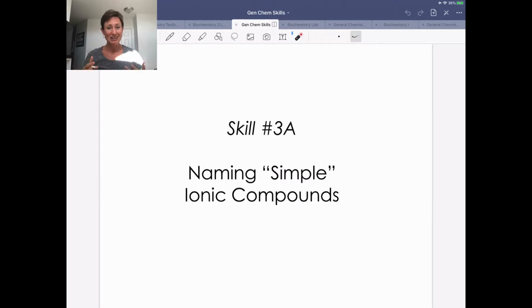Our third skill is the meaty skill for this learning unit, and this is the skill that you'll have an individual in-class quiz on, which is naming compounds. So this skill is actually split into three little mini skills.